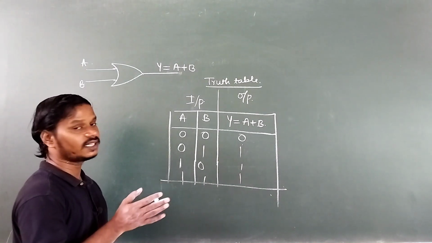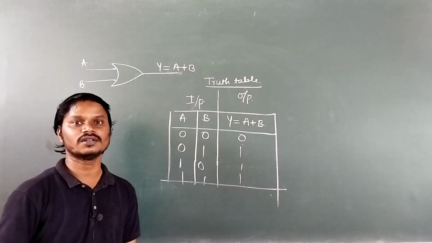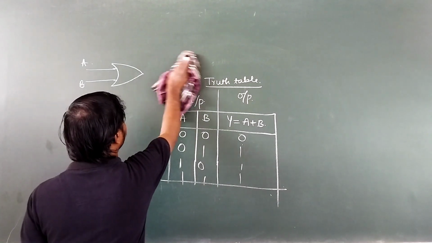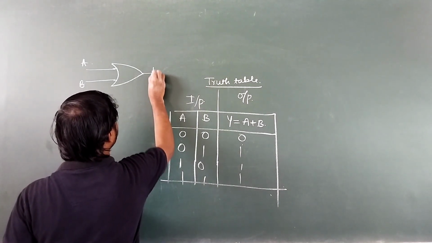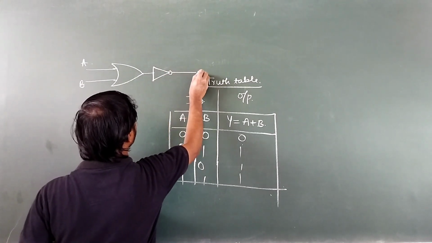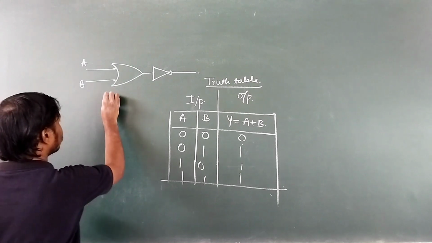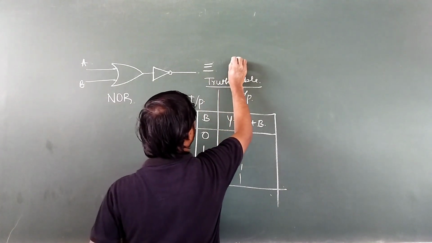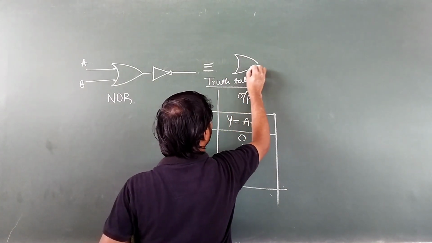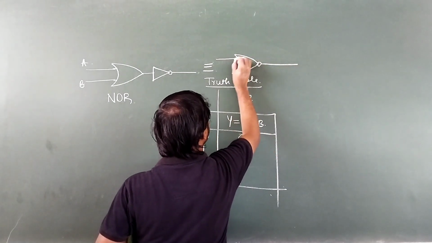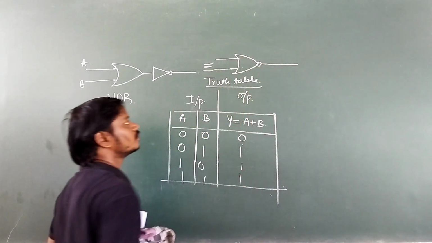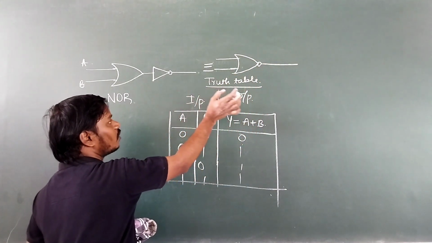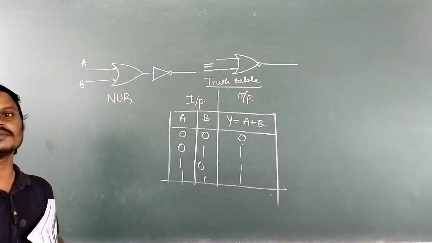Now if NOT gate is connected to OR gate, then it becomes NOR gate. See here, the equivalent symbol of this NOR gate can be written as, this is the symbol of NOR gate. So what does this circle indicate here? This circle indicates that NOT gate is connected to OR gate, hence it becomes NOR gate.